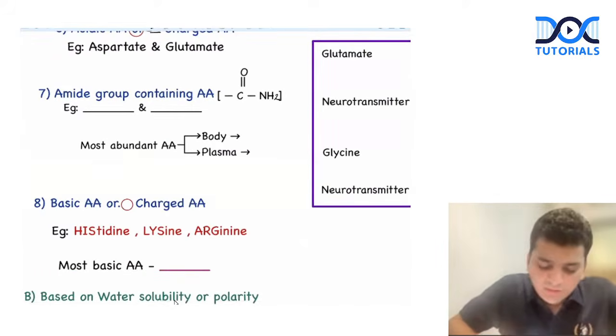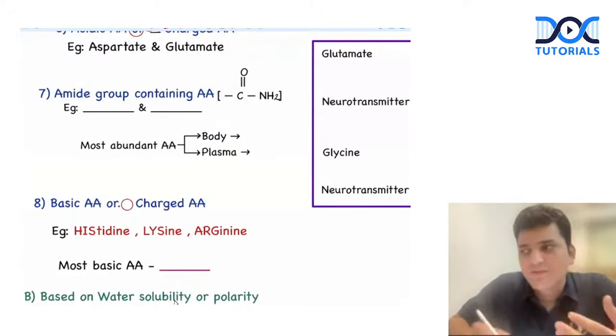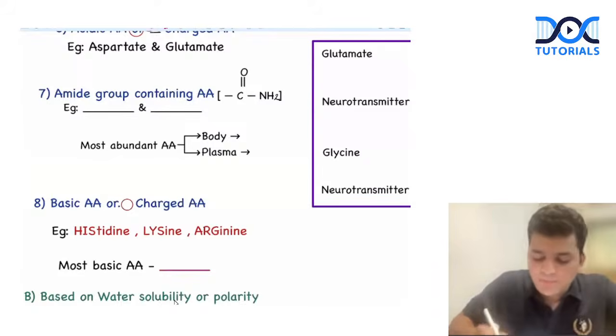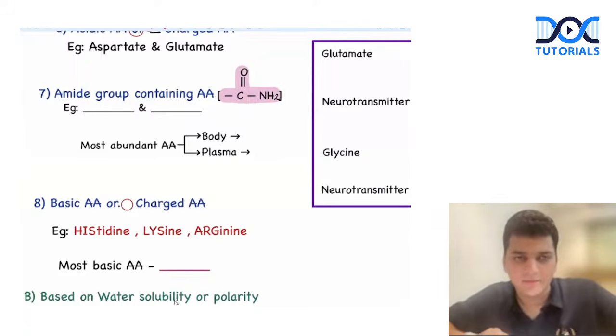But before we go to the amide group containing amino acid, we should know what the meaning of amide is. Because when I said sulfur containing amino acid, you understood sulfur means S. When I said alcohol containing, you understood alcohol means OH. But what is amide? Amide means CONH2. So basically, we are searching for the amino acid which has this CONH2 group on it.